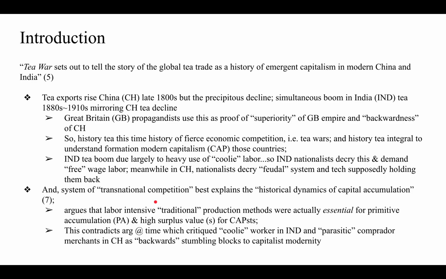Then Liu says, anyway, that this system of transnational competition best explains the, quote, historical dynamics of capital accumulation. And he argues that labor-intensive, quote, traditional production methods were actually essential for primitive accumulation. So it's not just labor-intensive, of course, but what is so interesting is that he looks at these different forms of regulating production and different pieces of very old technology that were used to produce tea, and then how those older means of technology were actually used in different ways to facilitate capital accumulation, right? And this contradicts the argument at the time, which critiqued the coolie worker in India and the, quote, parasitic comprador merchants in China as backward stumbling blocks to capitalist modernity.